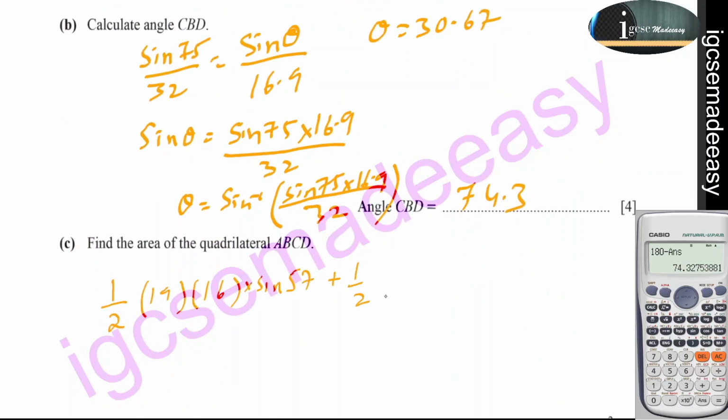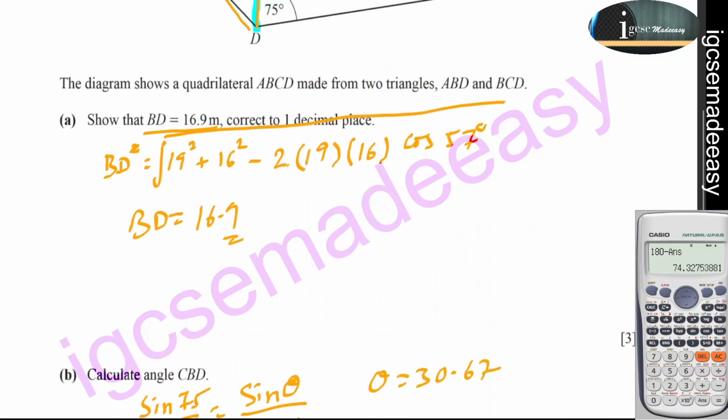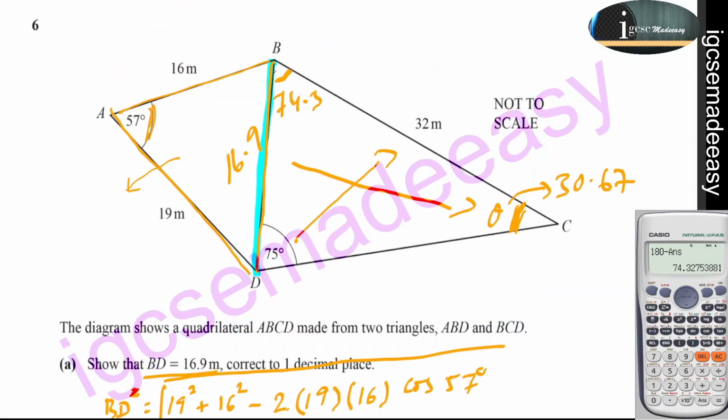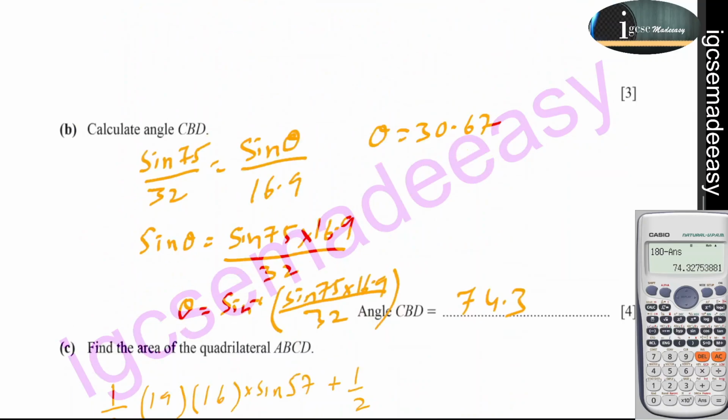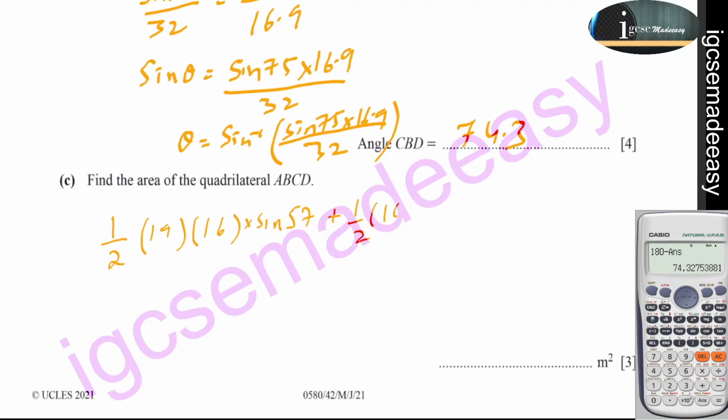Same we can do with the other triangle, half of two sides and the in-between angle. I'll take this given side, 16.9, and this one is 32, not 3.2, it's 32, and sine of the in-between angle, that was 74.3.